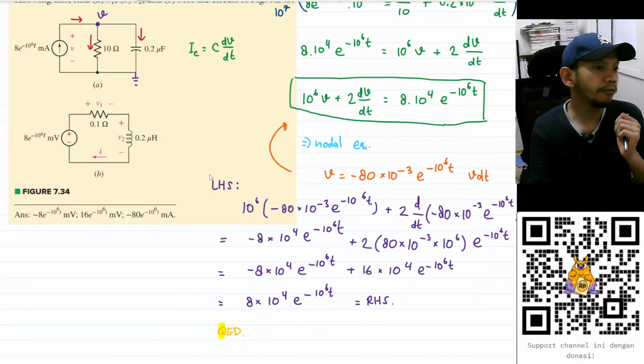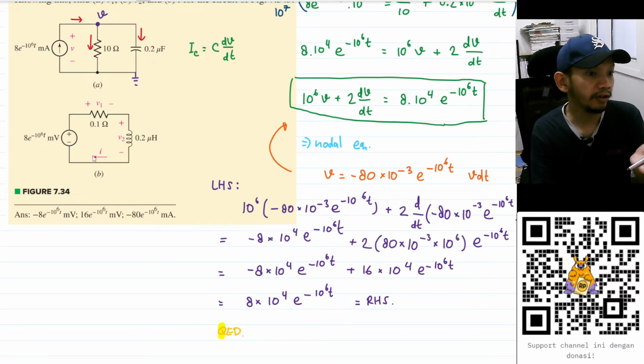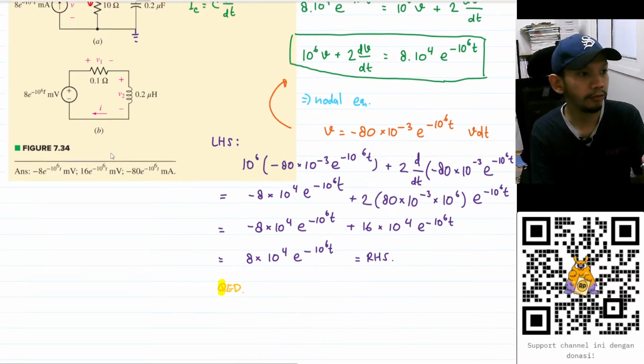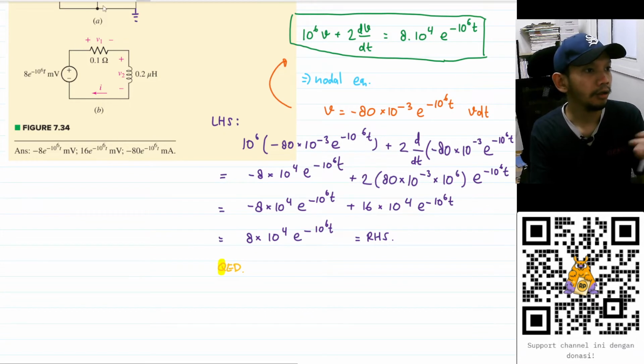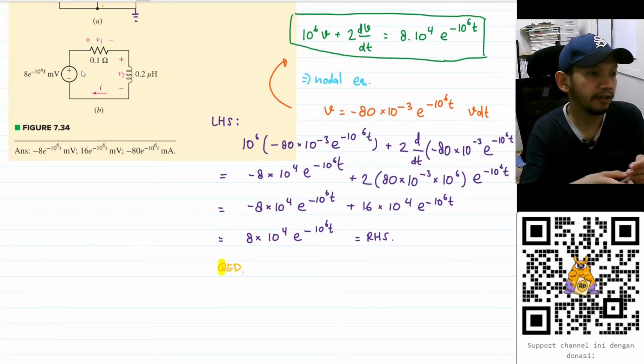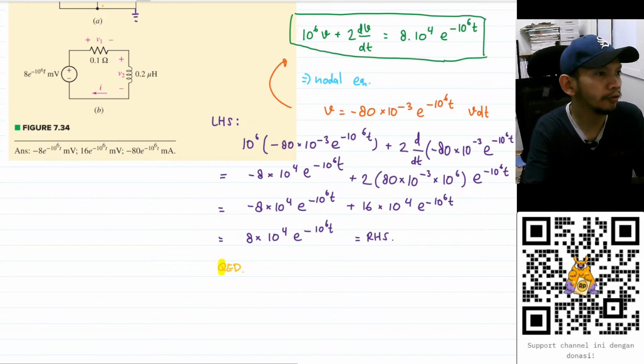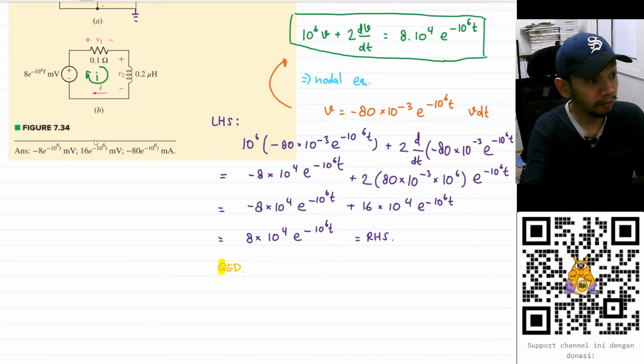So the next one will be finding out P1, P2, and I in the second circuit. Okay, let's do that. This circuit is inviting us to use KVL, right? So I will have this loop here, and this loop is the same as I. Okay, let's do KVL at I.